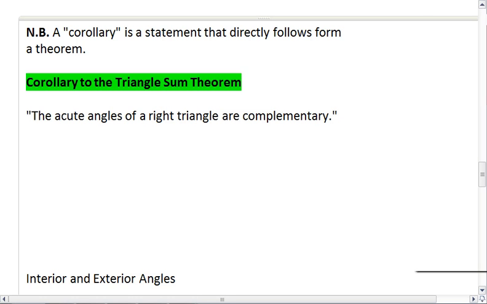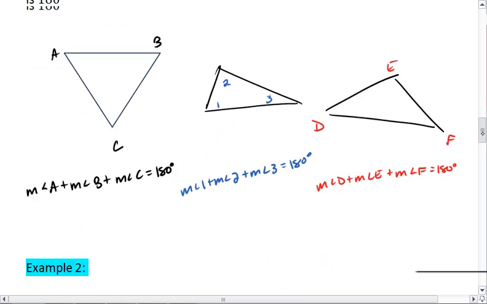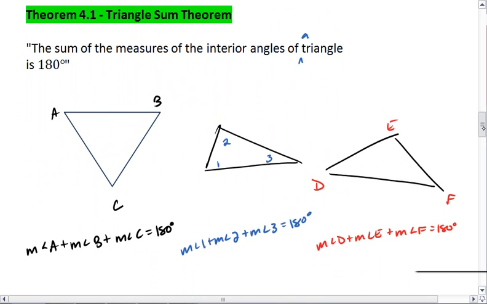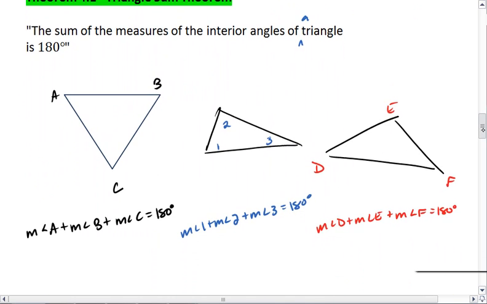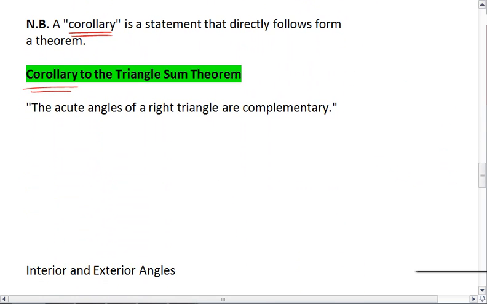Next, we're going to look at the corollary to the triangle sum theorem. A corollary is a statement that directly follows from a theorem. So we just learned the triangle sum theorem, which tells us that the measures of the interior angles of a triangle sum to 180.